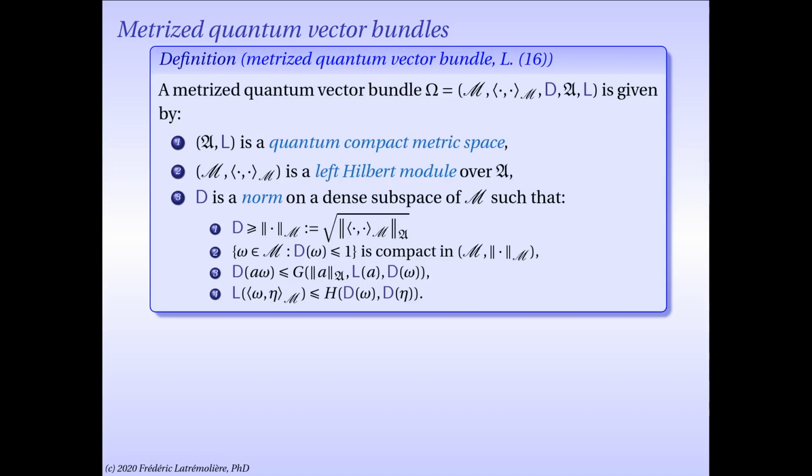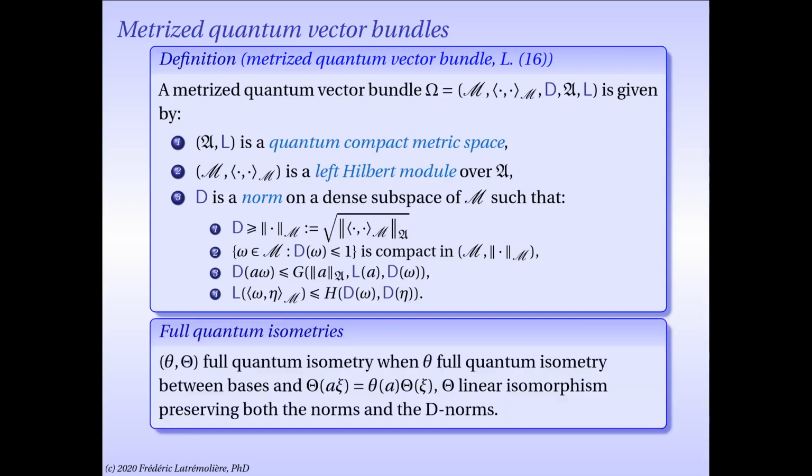Here, G and H are just real-valued functions of some real variables, and their exact form is actually a parameter of our theory. We call the norm D the D norm of the metrized quantum vector bundle. A full quantum isometry between metrized quantum vector bundles is a module isomorphism whose map between the sister algebras induces a full quantum isometry between the compact quantum metric spaces, and whose map between the modules is at once an isometry for the Hilbert norm and the D norm.